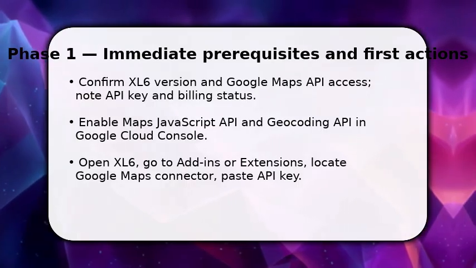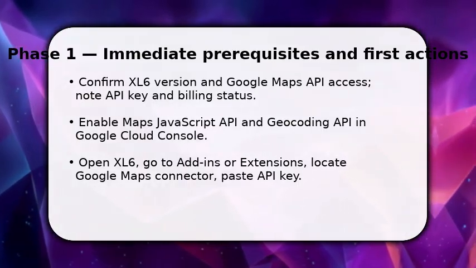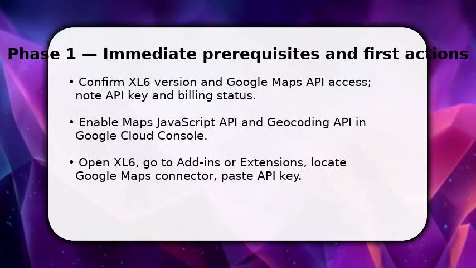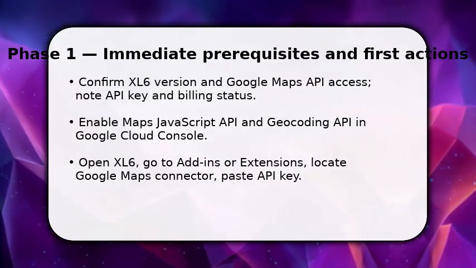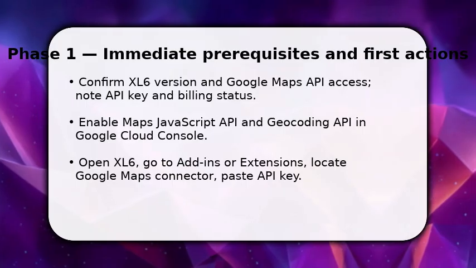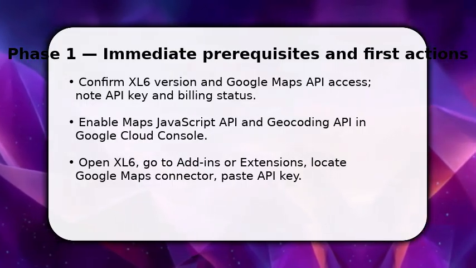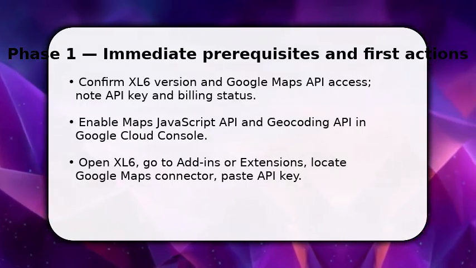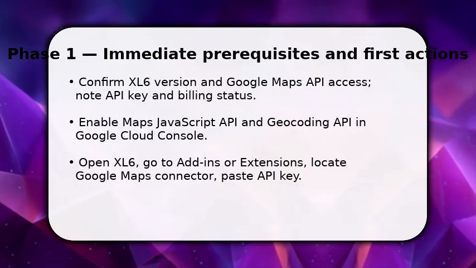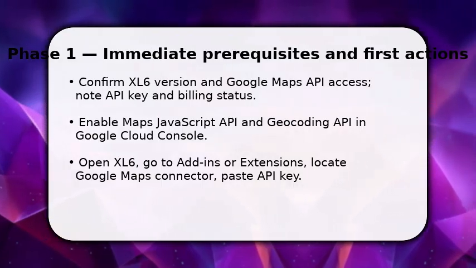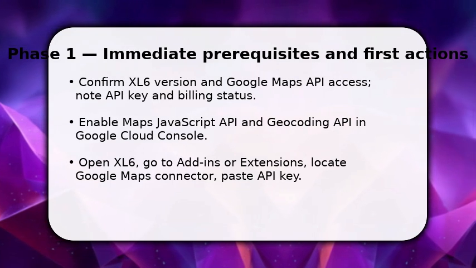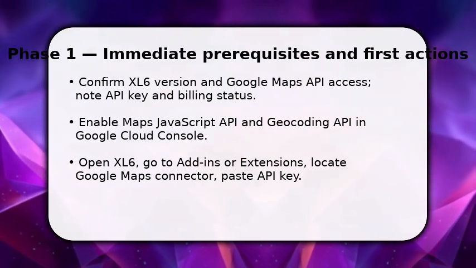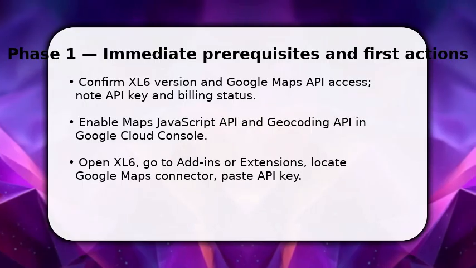Once logged into Google Cloud, enable Maps JavaScript API and geocoding API so Xl6 can render maps and resolve addresses. Then open Xl6, navigate to add-ins or extensions, and install or enable the Google Maps connector. Paste the API key when prompted. Doing this upfront ensures authorization, prevents quota errors, and lets you immediately start mapping data inside.